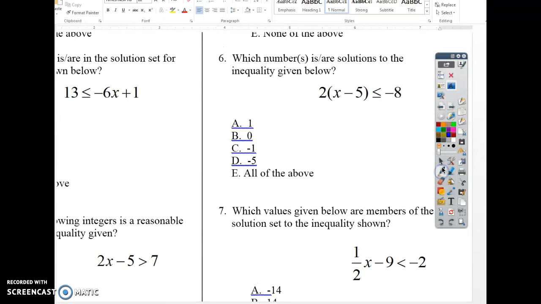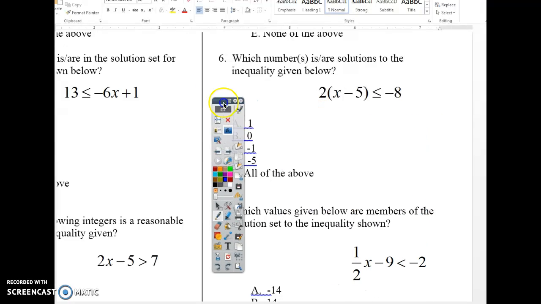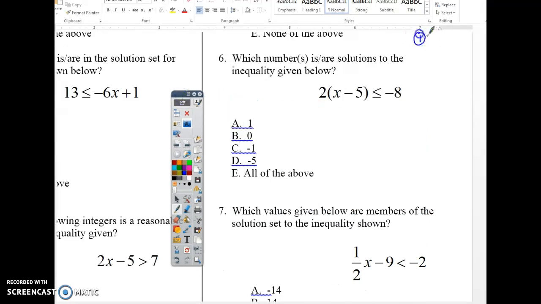Okay, I'm going to have to distribute on this one. So step number 1 is to distribute. Distribute the 2 here and here. So 2 times x is 2x. 2 times negative 5 is negative 10. Bring down the symbol, bring down the 8. Step 2, combine like terms. There's nothing to combine on the left, nothing to combine on the right.